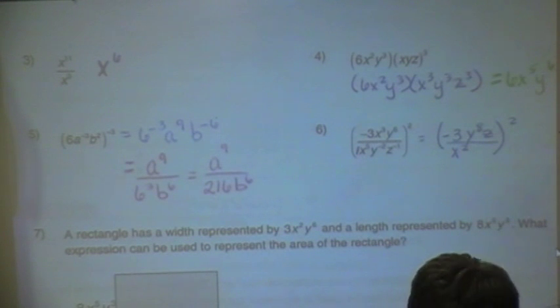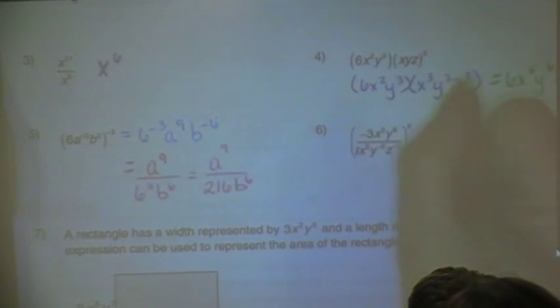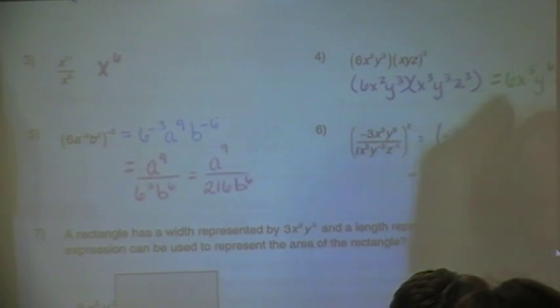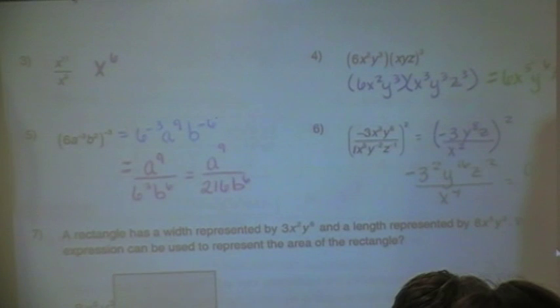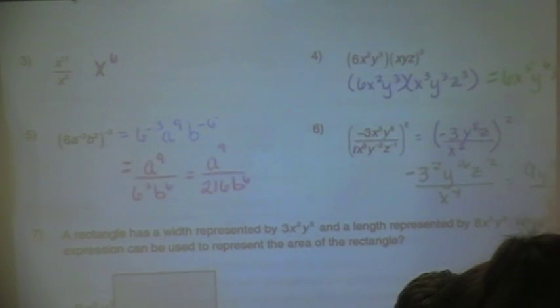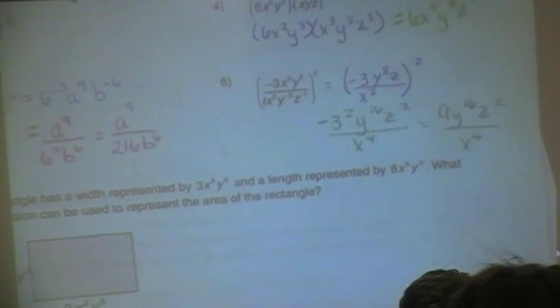But you're not done, because now I have to take care of the square issue. Do not forget, you have to square the coefficient. So it's going to be -3 squared, y to the 16, z squared over x to the 4. And then I can fix that. That's 9 y to the 16, z squared over x to the 4. Okay?